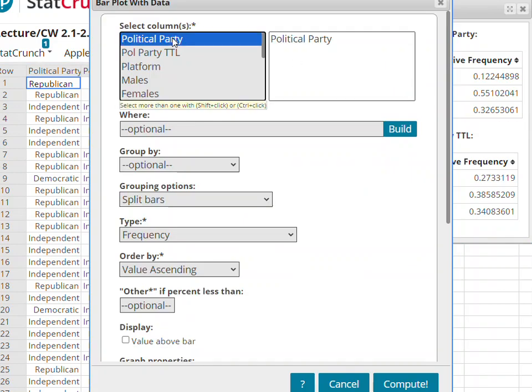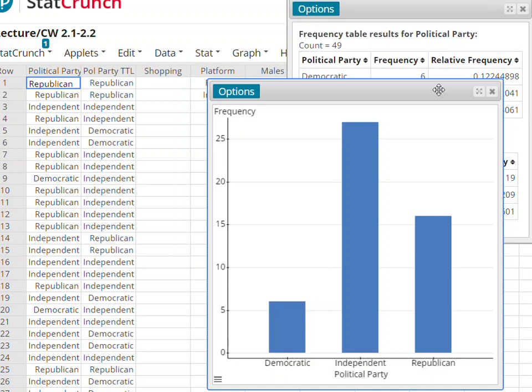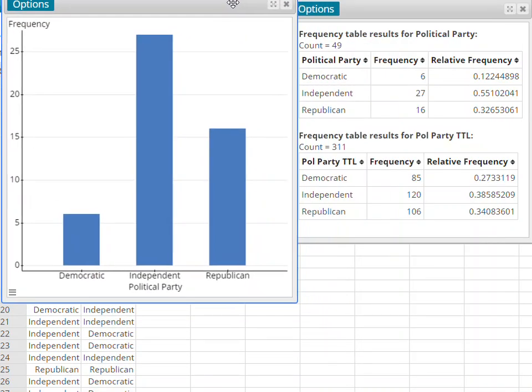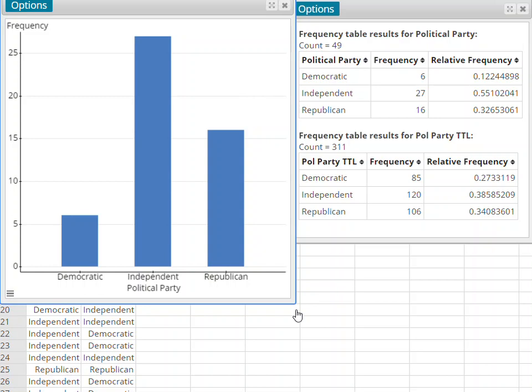Political party, we're not going to do the second column. I'm going to choose political party and leave it alone, and I'll just hit compute. So here is now a bar graph that's representing the three categories for the possible political affiliations. And then the height of each one of the bars is going to represent the frequency within that category. So you can see here, remember we're talking about the top table over here on the right.